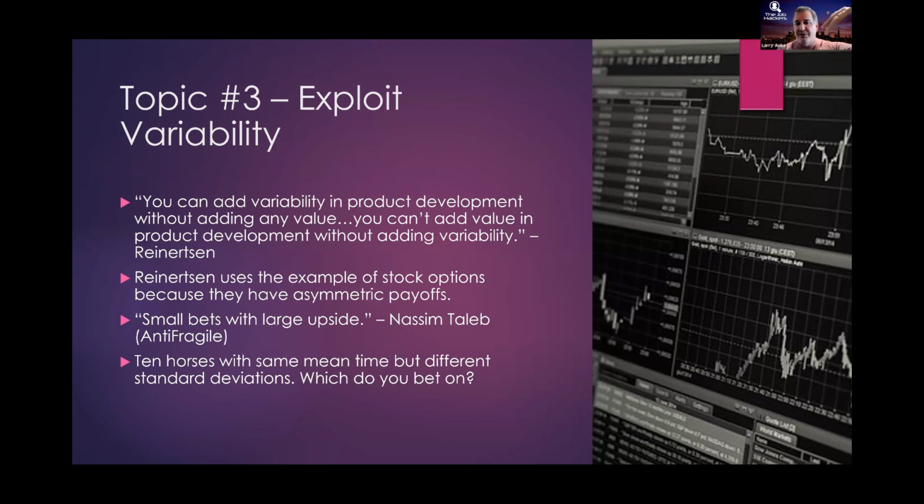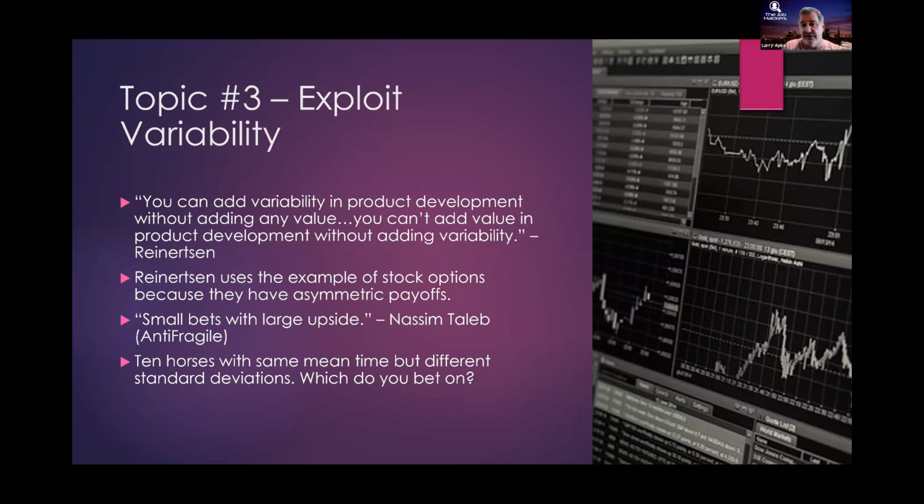He says we've got to make small bets with large upside. We make a bunch of small bets because one of them is going to pay off. This is what venture capital companies do, and it works pretty well for them. These asymmetric payoffs are what we're trying to find, and you only find asymmetric payoffs when you have variability. Variable value versus variable effort in most cases.